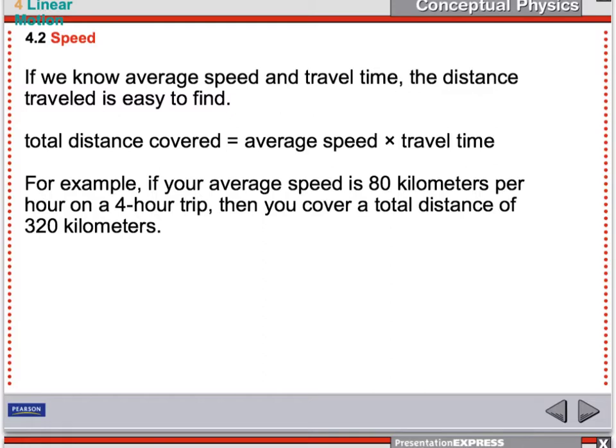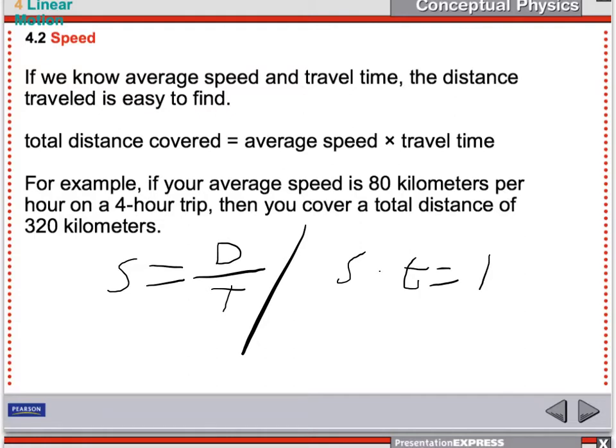As with any three-variable equation, if you have two of the variables, you can solve for the other one. So if the speed, signified here by an S, is equal to the distance divided by time, you can solve if you know the distance covered and you know how long it took. Also, let's say that you know the average speed and you know the time, you can find the distance. In that case, it would be the speed multiplied by the time equals the distance.